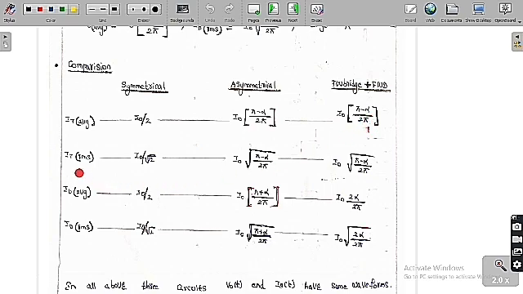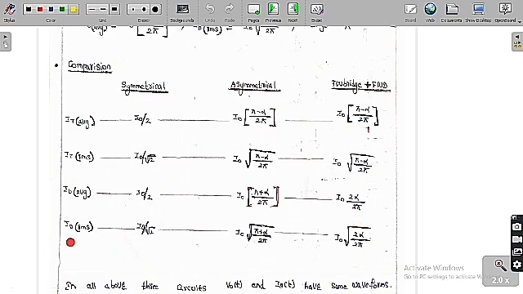Whereas the thyristor RMS current in the symmetrical circuit is I naught by root 2, whereas here it is I naught into the square root of (pi minus alpha) by 2 pi, and here also I naught into the square root of (pi minus alpha) by 2 pi. Whereas the average value of the diode current is I naught by 2 here, and here it is I naught into (pi plus alpha) by 2 pi, whereas here it is I naught into 2 alpha by 2 pi.